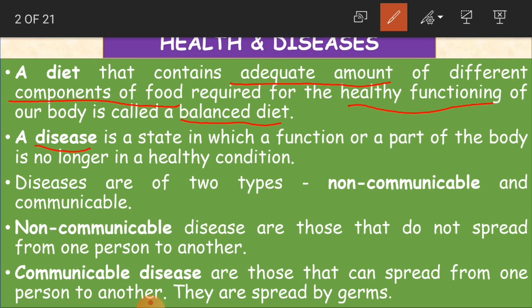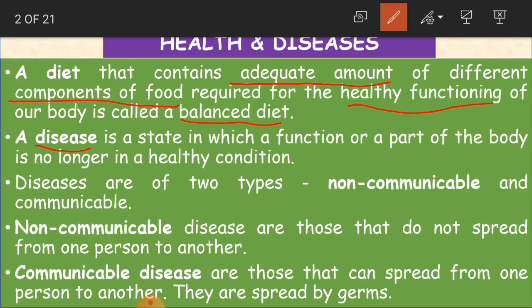Clear children? For example, when we have fever, can we be active all day as we are on healthy days? No, we can't. So when we get fever, definitely we'll feel weakness, we'll have pain and we have to rest ourselves. So that is like a disease.